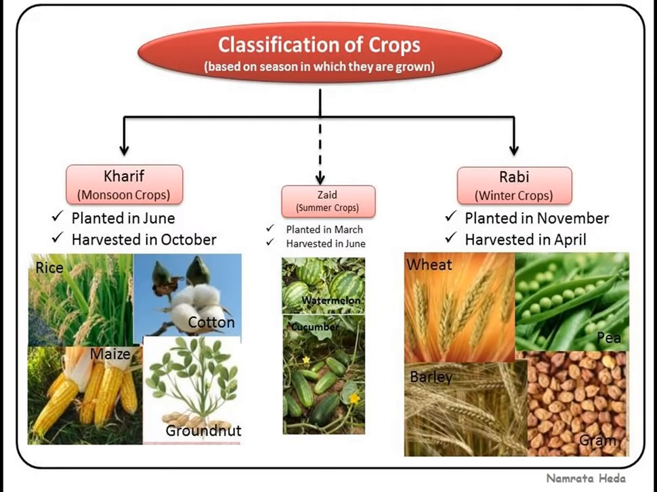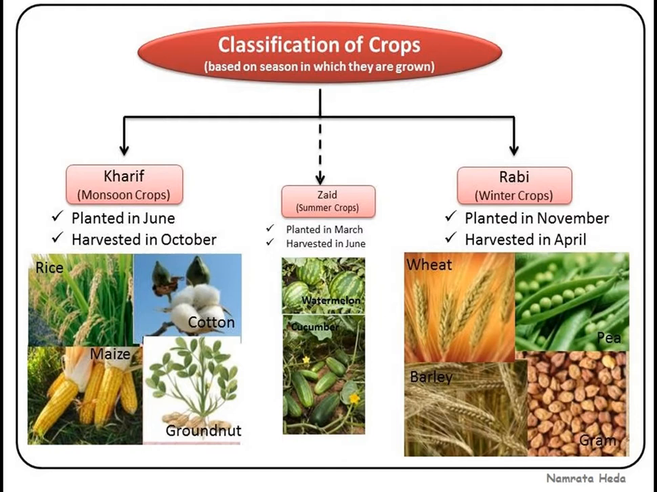Next, let's have a quick recapitulation of what we studied. In our presentation we had seen the classification of crops based on the season in which they are grown. Kharif, monsoon crops; Zaid, summer crops; Rabi, winter crops. I request you all to draw this classification in your notebook so it's going to be crystal clear in your mind. So which crops are Kharif crops, which crops are Rabi crops, which crops are Zaid crops.